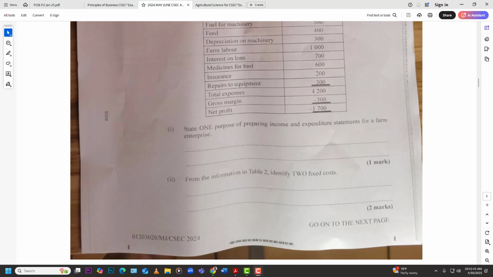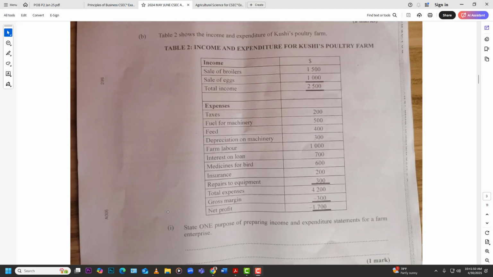Alright, from the information in the table, identify 2 fixed costs. Remember, the fixed costs are those that don't change based on production. So you have them regardless, whether you produce 1 pound of potato or 10 pounds of potato or no pounds of potato, you must spend on those costs. And so a fixed cost would be, for example, insurance. That's a fixed cost. Insurance is always a fixed cost. So you can see it right there highlighted. That's a fixed cost. All of them would be under the expenses, the costs. So insurance is one for sure.